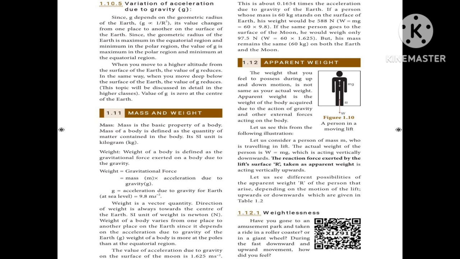Let us consider a person of mass m who is traveling in a lift. The actual weight of the person is W equals mg, which is acting vertically downwards. The reaction force exerted by the lift surface, R, taken as apparent weight, is acting vertically upwards. Let us see different possibilities of the apparent weight R of the person that arise, depending on the motion of the lift upwards or downwards, which are given in table 1.2.